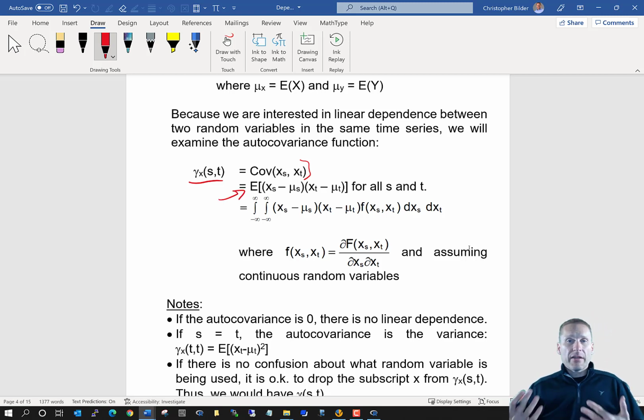I can write this out using the usual definition of covariance. We have the expected value of x sub s minus its corresponding mean, times x sub t minus its corresponding mean. And as long as we have a continuous distribution for x sub s and x sub t, we could write it out in terms of an integral.